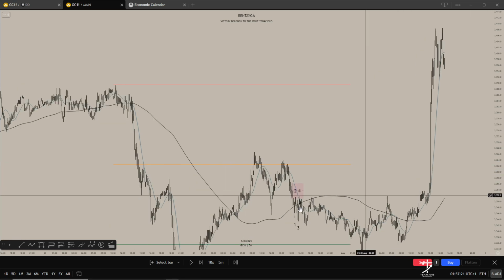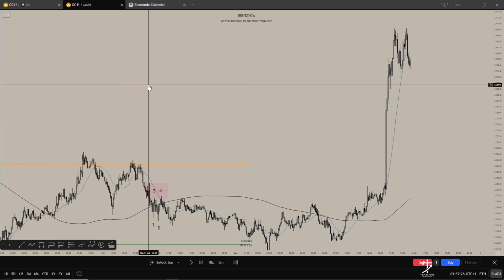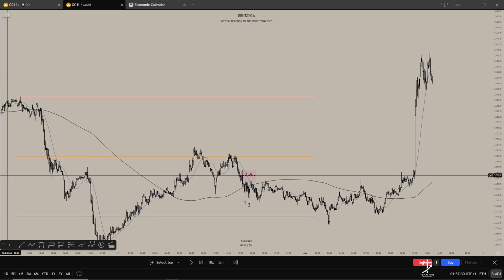But can you see how over a span of time it's taken much longer, hence why we go to a lower time frame. But that's it for today's review. Remember, NQ, it's trade of the week this week, so that'll be in a separate video.